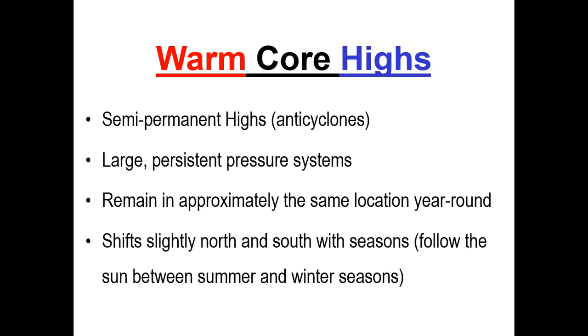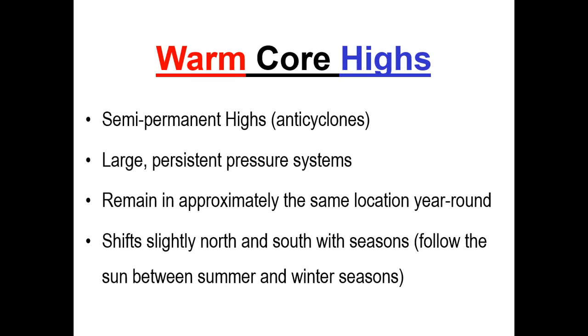Now, they also remain approximately the same location year round, and again, there's a shift slightly north and south with the seasons. And I put in parentheses here, these high pressure systems or warm core highs generally follow the sun between summer and winter seasons. So, for example, in the summer season in the northern hemisphere, the sun moves further north up to the 23.5 degree north latitude line, the Tropic of Cancer.